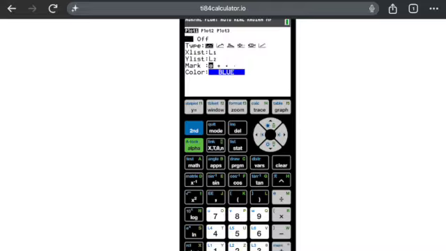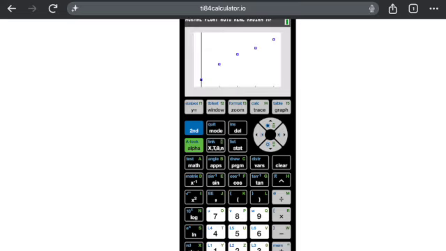I do want a scatter plot. I want my x values to come from list 1, and I want my y values to come from list 2. And we're going to hit zoom stat. That will give us a good zoomed in scatter plot. So if we look at this, it doesn't seem to be very linear. I kind of can see a curve a little bit. What if I zoomed out? What if I just did zoom standard?